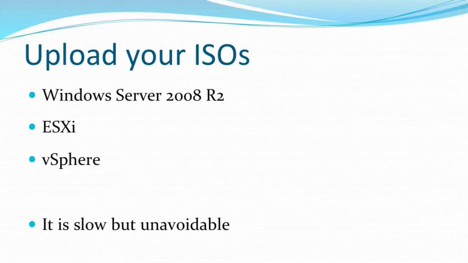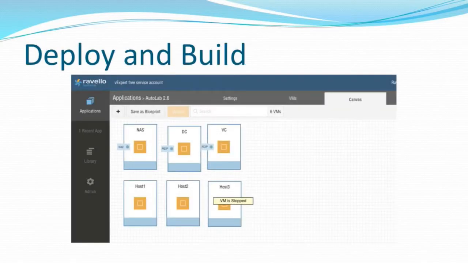It is at this stage unavoidable going through that upload process because Ravello don't have a service provider license agreement with either VMware or Microsoft that would allow them to bill you for the use of your own or the use of their own ISOs. Once the ISO upload completes, and it is very dependent on the speed of your connectivity through to the Ravello cloud, once that does complete, then you can deploy the AutoLab on Ravello.